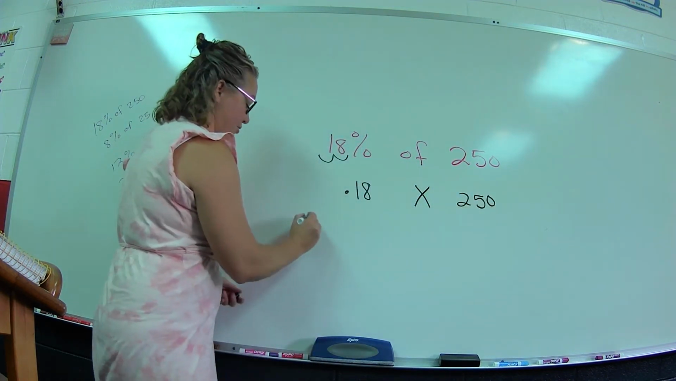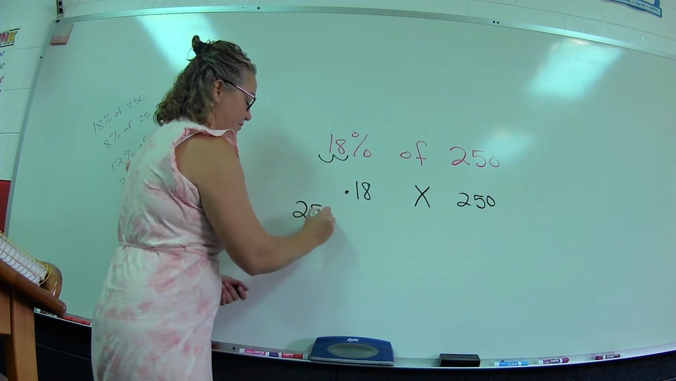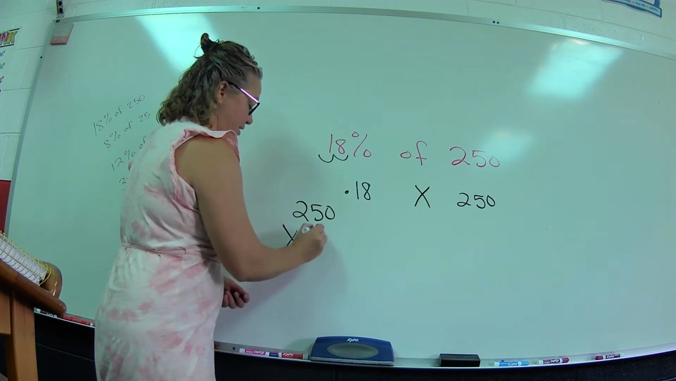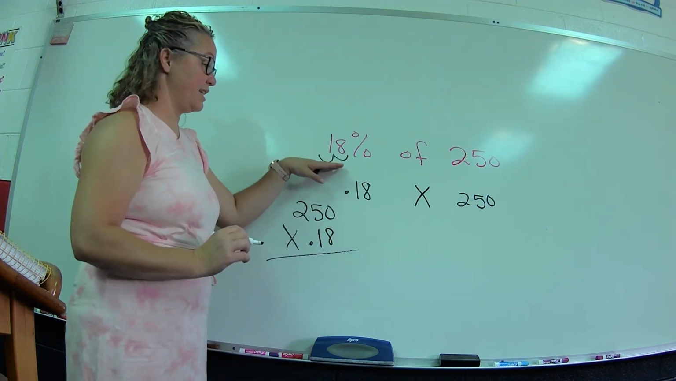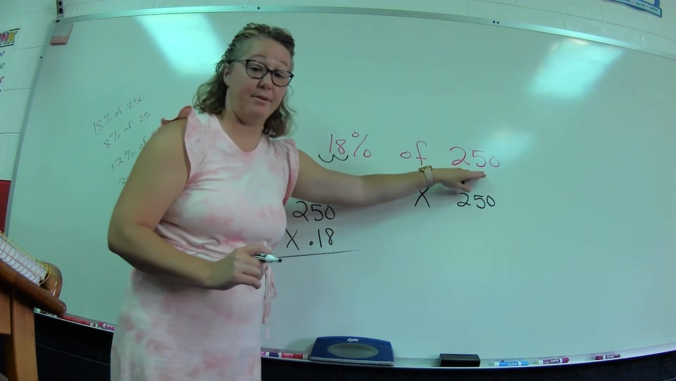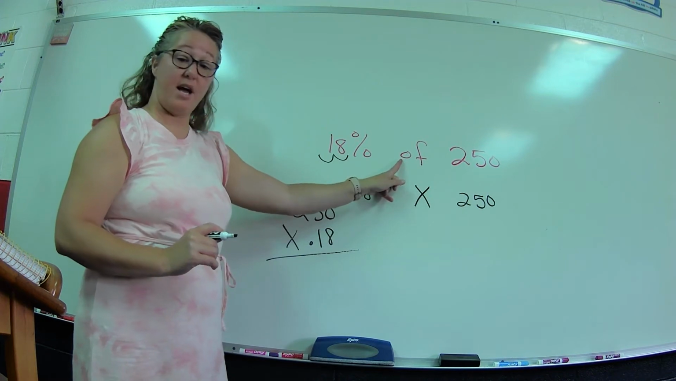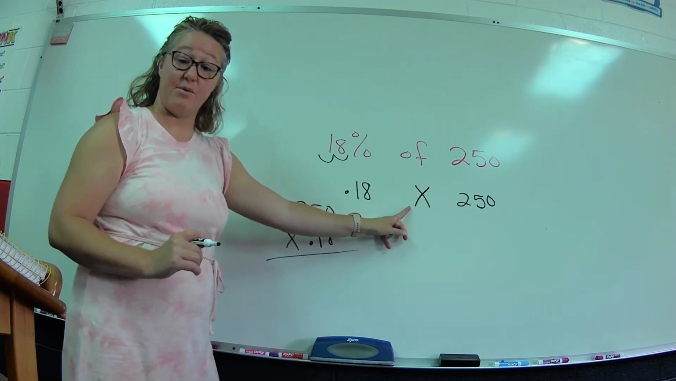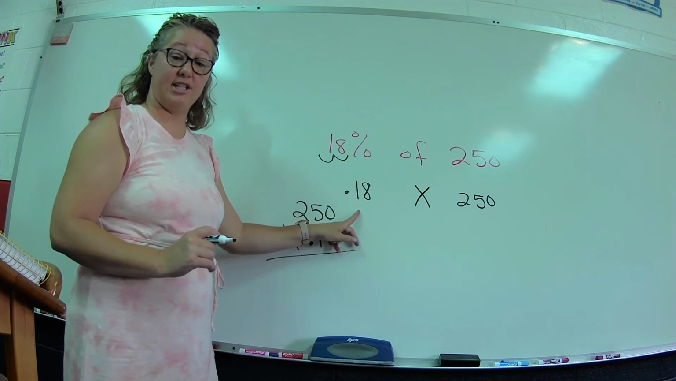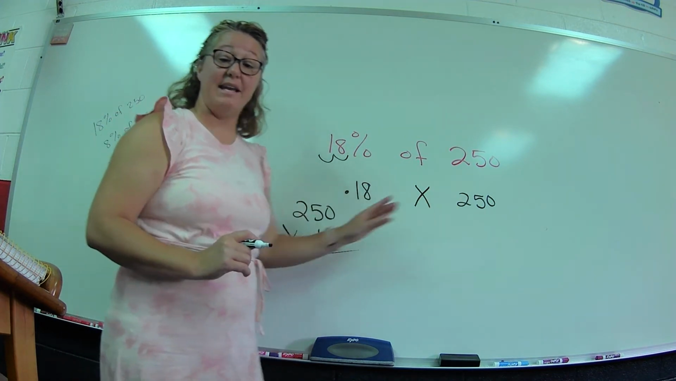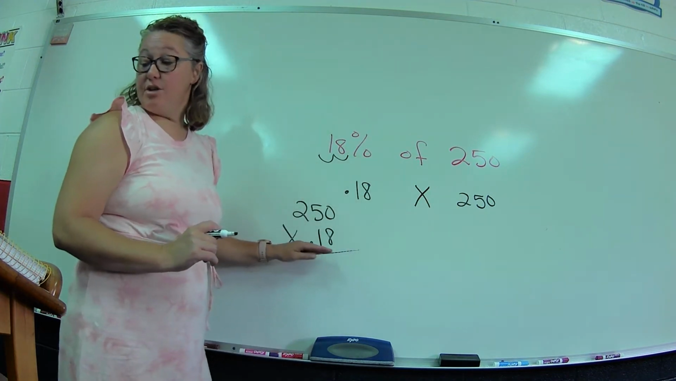All right, so let's do the math. 250 times 0.18. Notice, first we did our step. We have the problem. We changed what of means. We visualized that with the multiplication. We took our percent and we put it in a decimal. So we rewrote the problem here, and now we are going to solve.